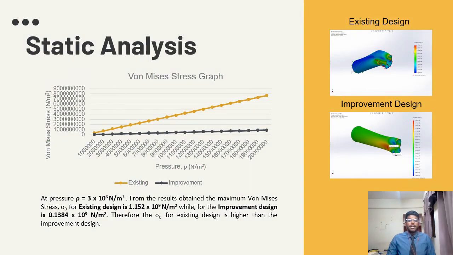So starting with the static analysis, you can see the von Mises stress graph where the improvement and existing design results were plotted. So when the pressure was 3 mega Newton per meter square, the maximum von Mises stress for the existing design was 1.152 giga Newton per meter square compared to the improvement design, which was 0.1384 giga Newton per meter square. Therefore, the stress on the existing design is higher than the improvement design.